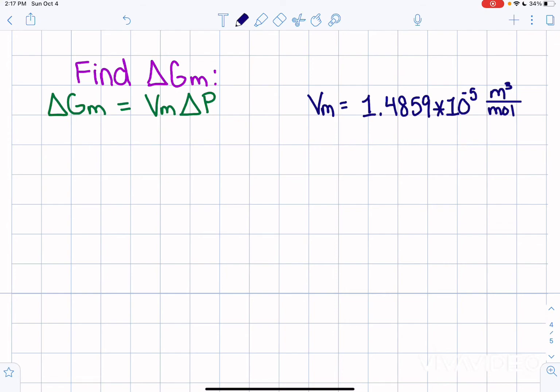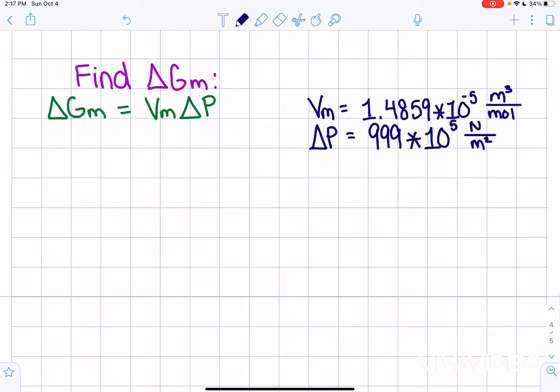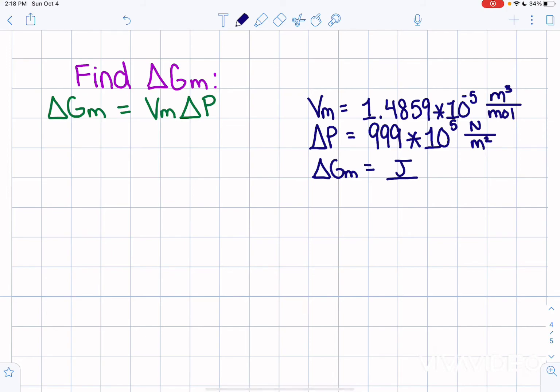And we know that our delta P that we just found is 999 times 10 to the 5th newtons per meters squared. Okay? And ultimately, what we want to find for our answer in our delta G, because it's the molar Gibbs energy, is something in joules per mole or kilojoules per mole. Usually if it's over 1,000, this particular book will go ahead and convert the answer to kilojoules. So we will go ahead and just see what we are working with.